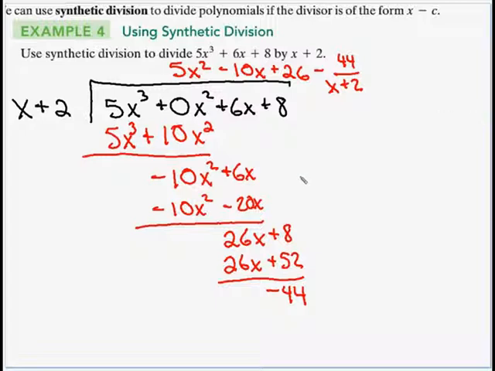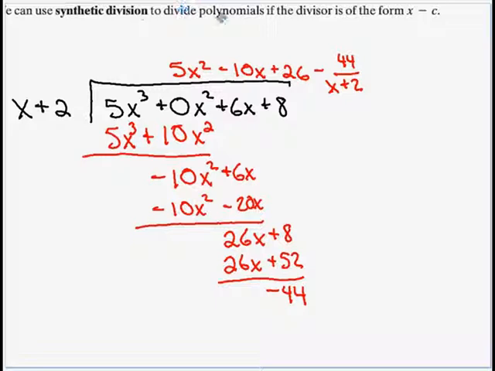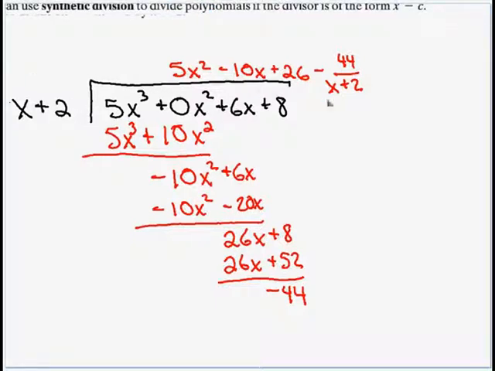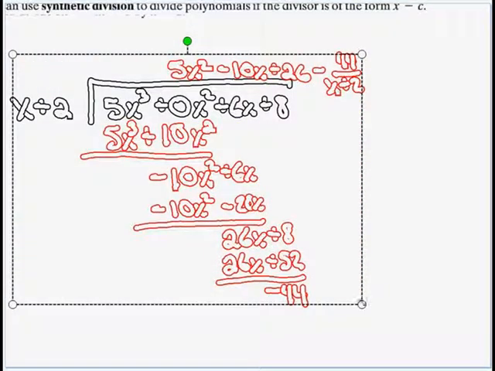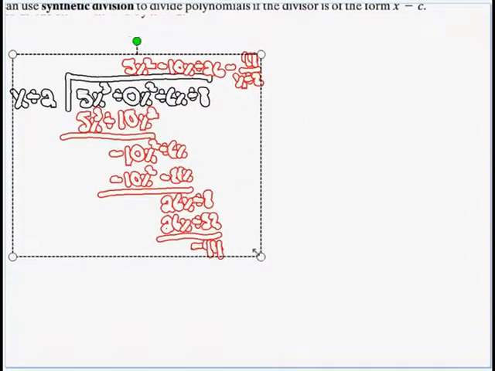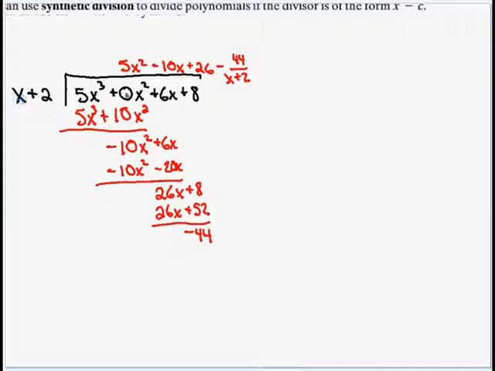And poof, there's our answer. 5x squared minus 10x plus 26 minus 44 over x plus 2. Remember, the 44 is the remainder, and we always put that over our divisor to make it into a fraction. So there is how we did it yesterday, or in the previous video. There's how we can divide x plus 2 into that.